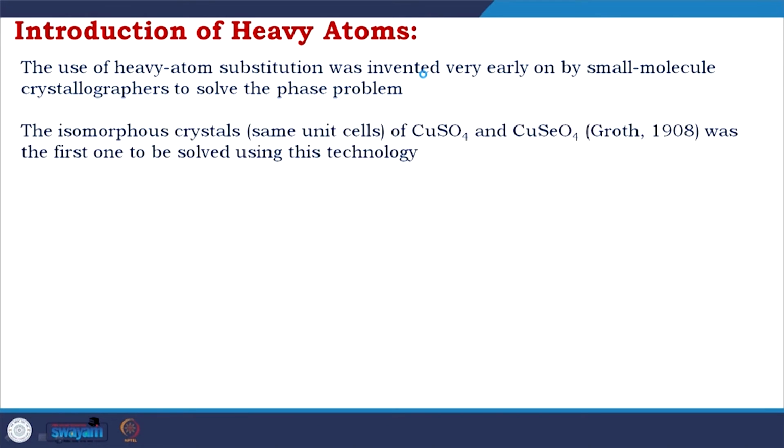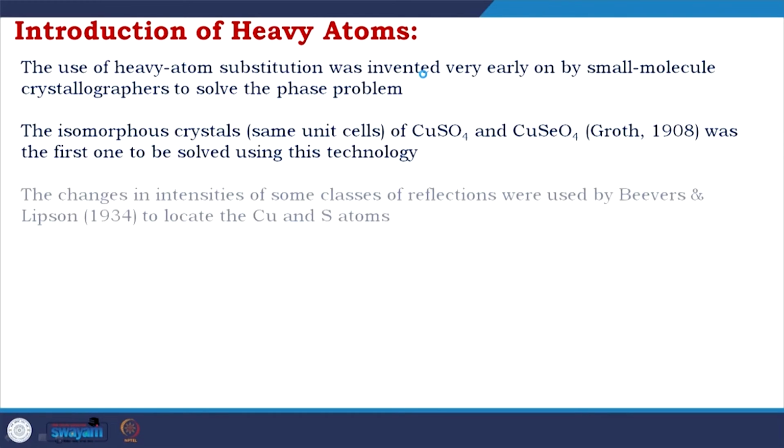are crystals which are the same type, like CuSO4 with sulfur and CuSeO4 with selenium. Two copper complexes, one made of sulfur, one made of selenium, was the first one to be solved using the technique of isomorphous replacement. The changes in intensities of some classes of reflection were used by Beevers and Lipson to locate the copper and sulfur atoms.